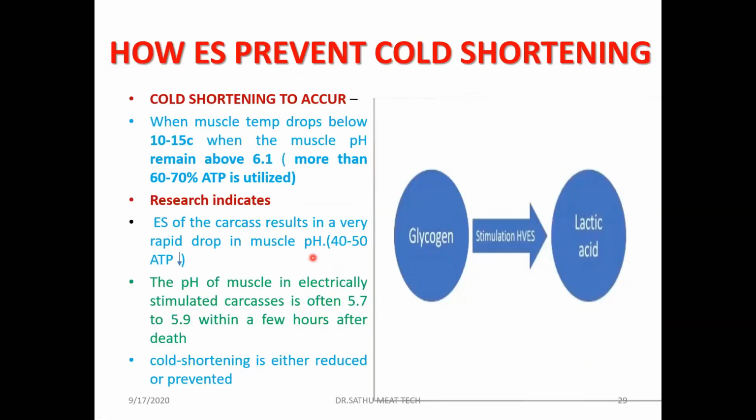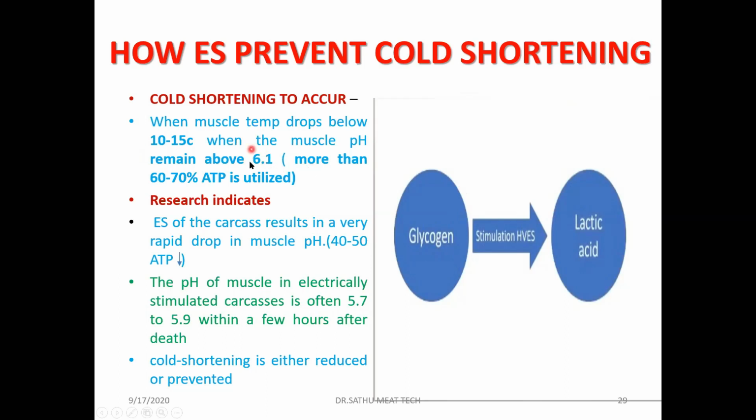So electrical stimulation prevents cold shortening. For cold shortening to occur, two things are very important. It occurs in pre-rigor meat, that is, in the muscle in which the onset of rigor has not started and the pH is more than 6. When such pre-rigor meat is exposed to a temperature less than 10 to 15 degrees centigrade, shortening of the muscle will take place, because at around 10 to 15 degrees centigrade there will be sufficient ATP.